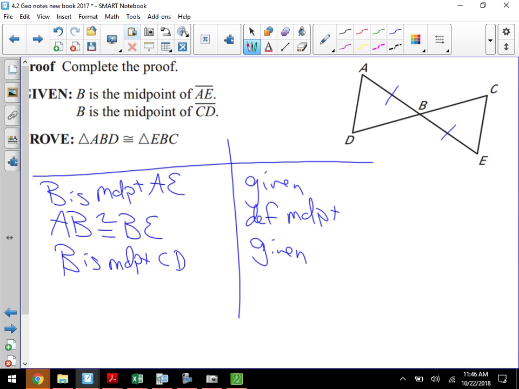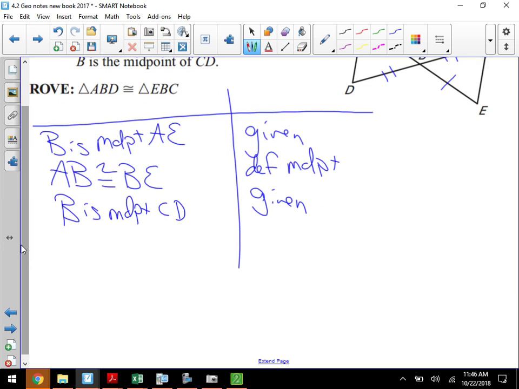So I go to the diagram again, and then I'll notice what 2 segments are now equal. Yeah, CB and BD, or DB, BC, however you want to say it. Those 2. We mark it. We write it down. DB. Again, definition of midpoint.